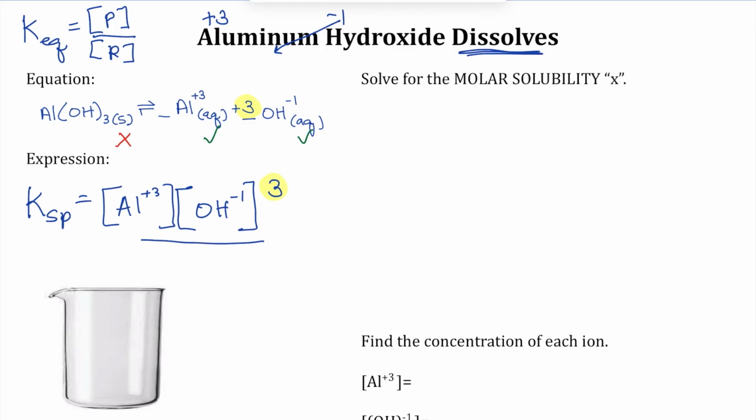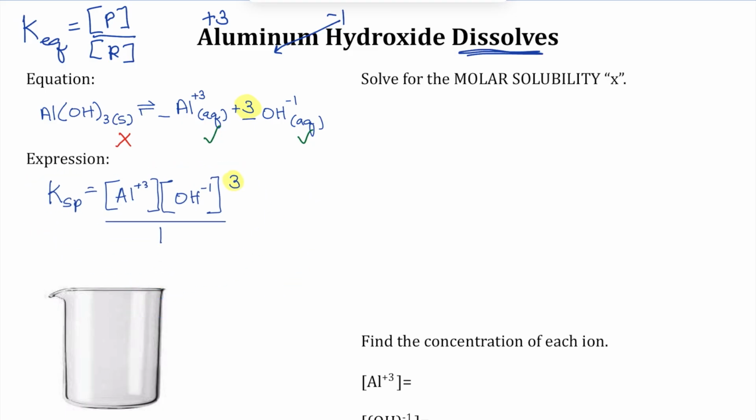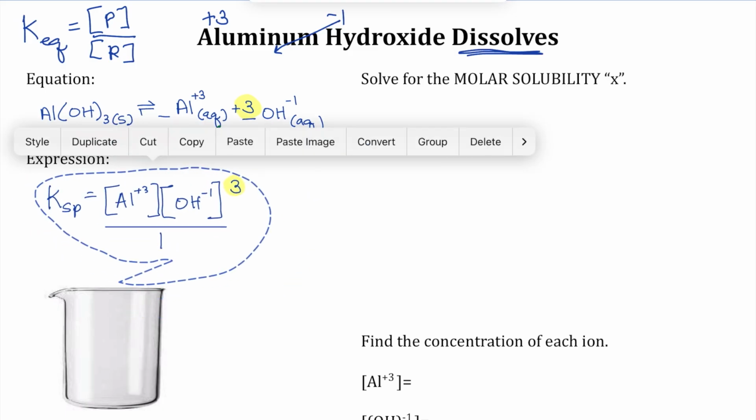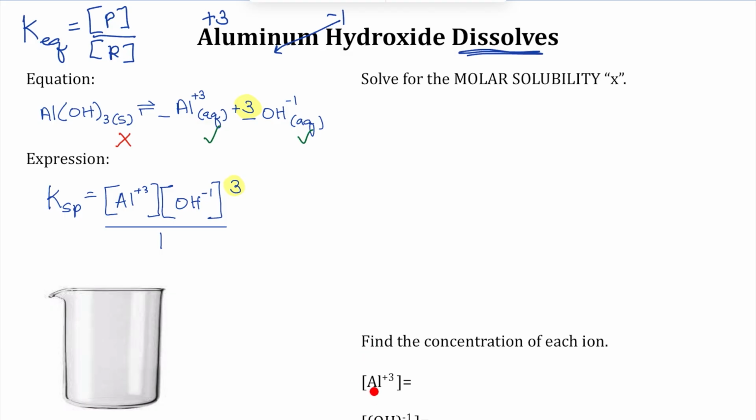And that this is over, well, we're not including anything in the denominator because this is a solid. And so this is over 1, but we don't necessarily have to write that over 1. You're welcome to write the over 1 if you would like. All right, so as we look at this now, what's our next step? Because we are going to actually find the concentration of each ion. We're going to find what is the concentration of aluminum, what is the concentration of hydroxide ions.